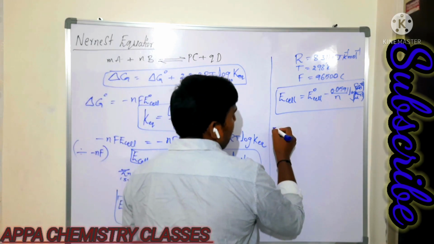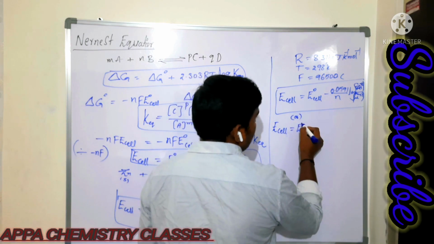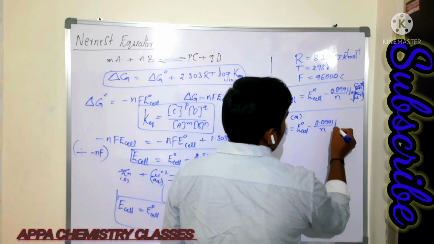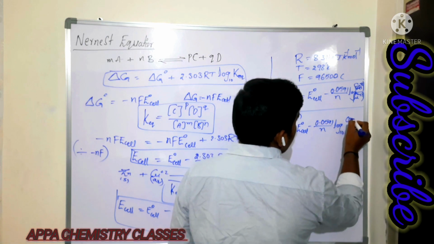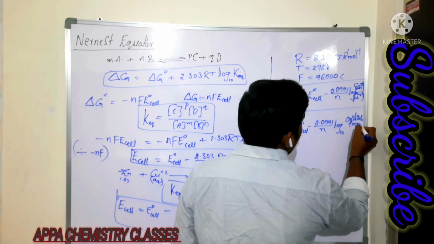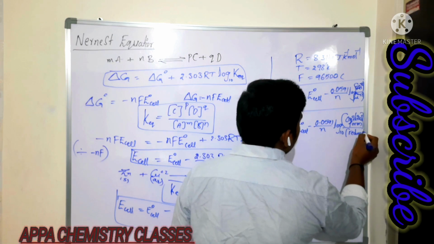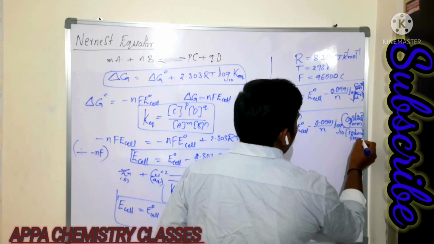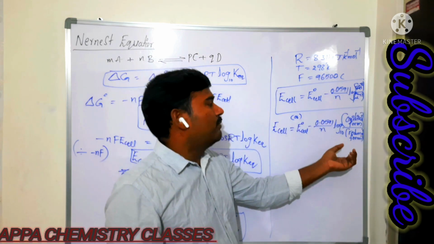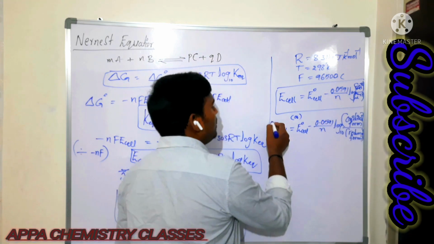We can define the Nernst equation in another way also: E cell is equal to E naught cell minus 0.0591 by n log to base 10 of the oxidized form by the reduced form. So this is another relation for the Nernst equation. Here Zn²⁺ is the oxidized form and copper Cu²⁺ is the reduced form. Oxidized form by reduced form will give you the relation.